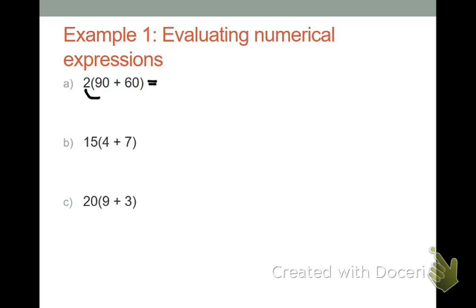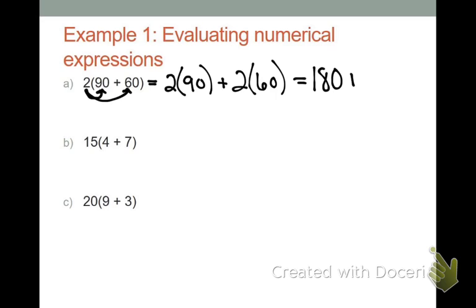You actually need to show me distributive property means to take the number on the outside and multiply it by every number inside the parentheses. So in your step on your homework, you need to show me 2 times 90 plus 2 times 60. All right? That's using the distributive property. Now, what is 2 times 90? 180. And 2 times 60 is 120. And when you add them together, you get 300.